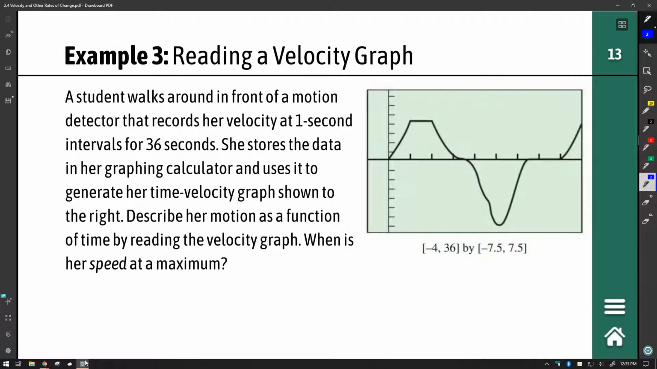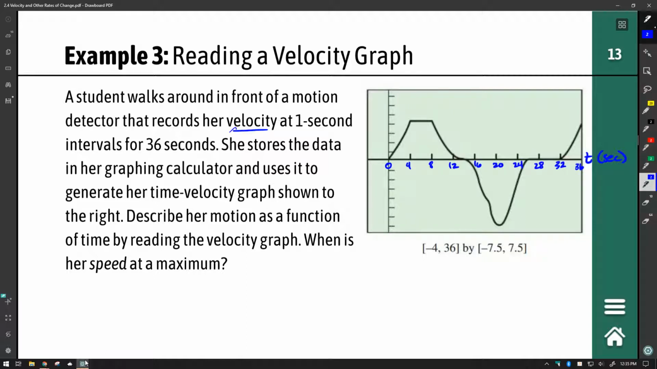A student walks in front of a motion detector that records her velocity at 1 second intervals for 36 seconds. So let's go over here to the graph and just label some things. This is time in seconds, and we know that it's 36 seconds. So over here to the far right is 36. This is 0, and these are 4 second intervals. So 4, 8, 12, 16, 20, 24, 28, 32, and 36.